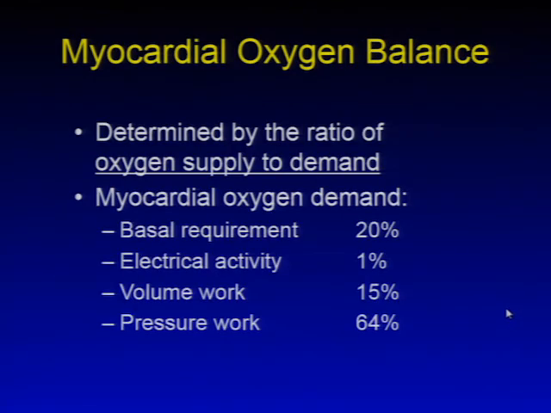So when thinking in terms of the heart and its oxygen demand, you can think of it as there's a basal requirement of about 20% of the oxygen that flows into the coronary circulation. Electrical activity takes about 1%. Volume work, or the amount of filling in the heart, is 15%, whereas pressure work represents the majority of oxygen demand that the heart requires. This is approximately 64% by some studies. And so when thinking in terms of patients who have high systemic blood pressures or chronic hypertension, this represents a lot of the work that the heart has to do with each cardiac cycle.